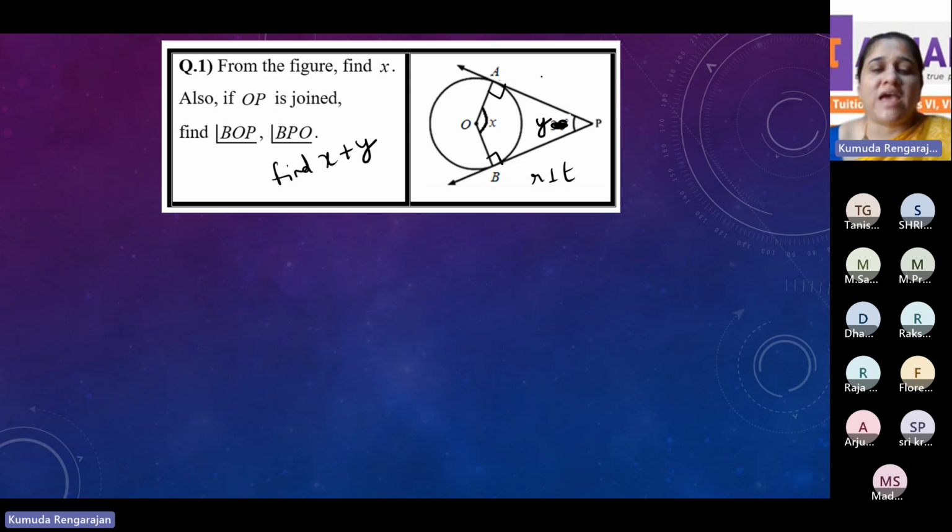But we know that the sum of the angles of a quadrilateral is 360. So 90 plus 90 plus x plus y is equal to 360. So we get x plus y is equal to 360 minus 180. So x plus y is equal to 180.